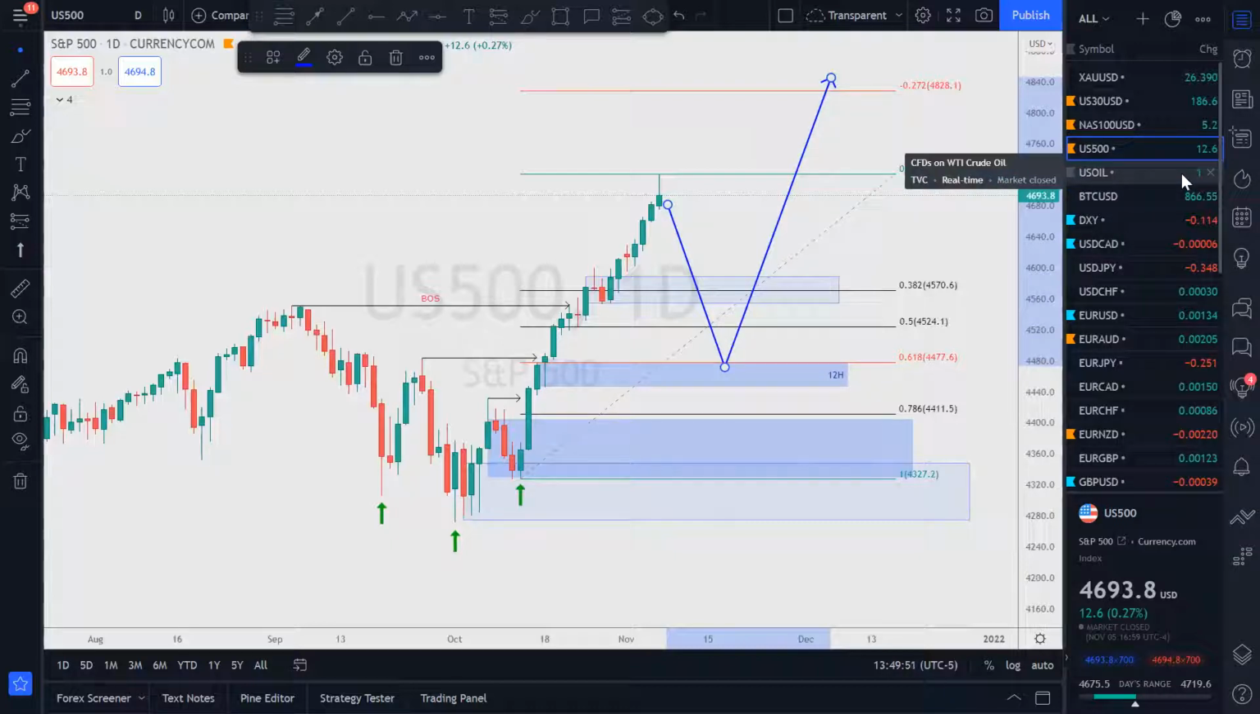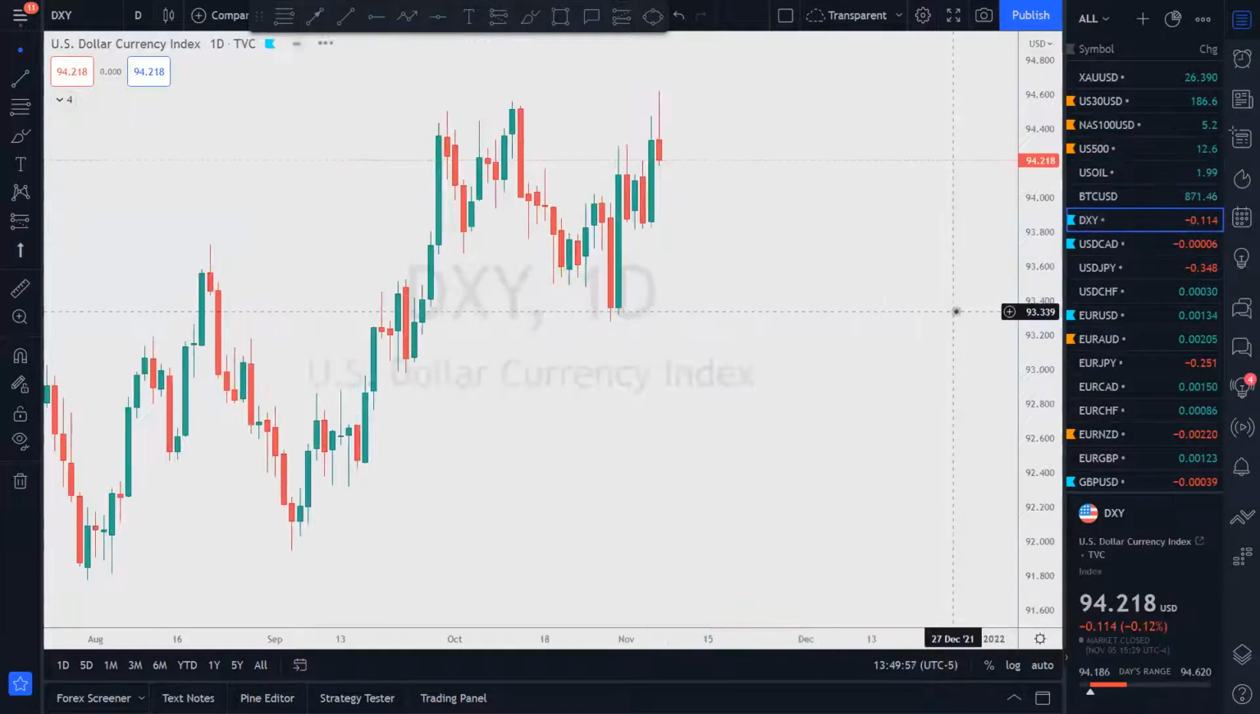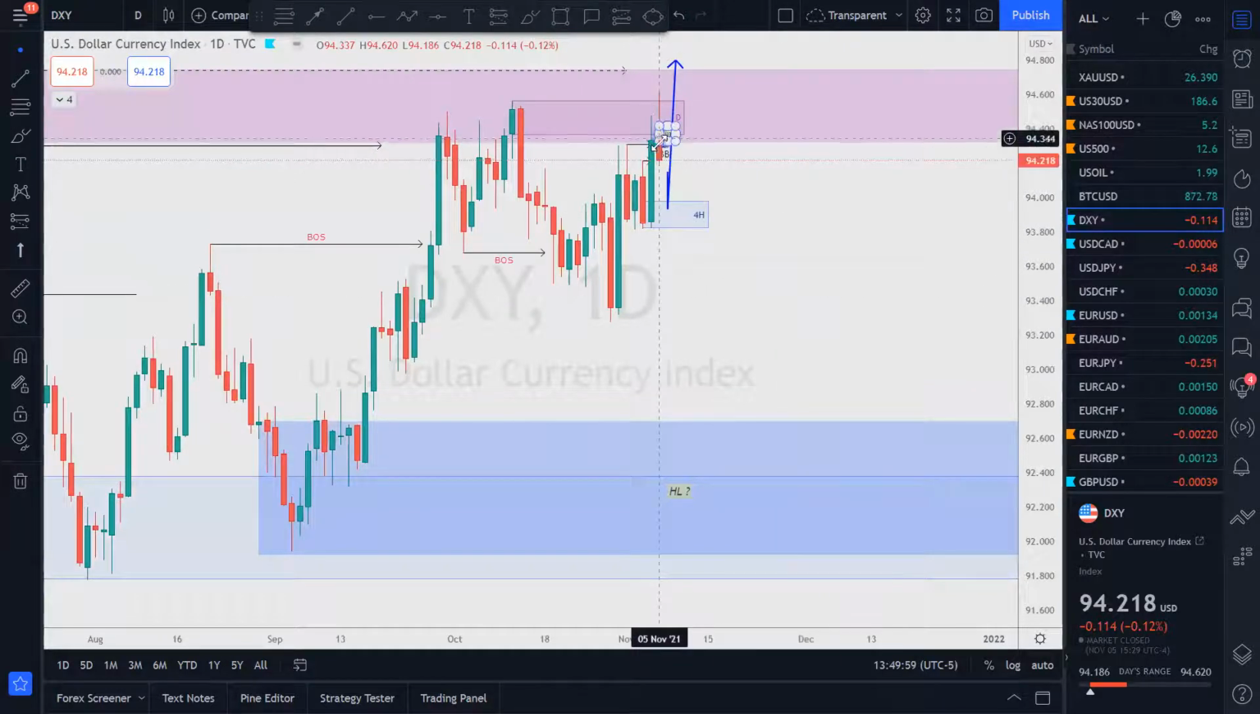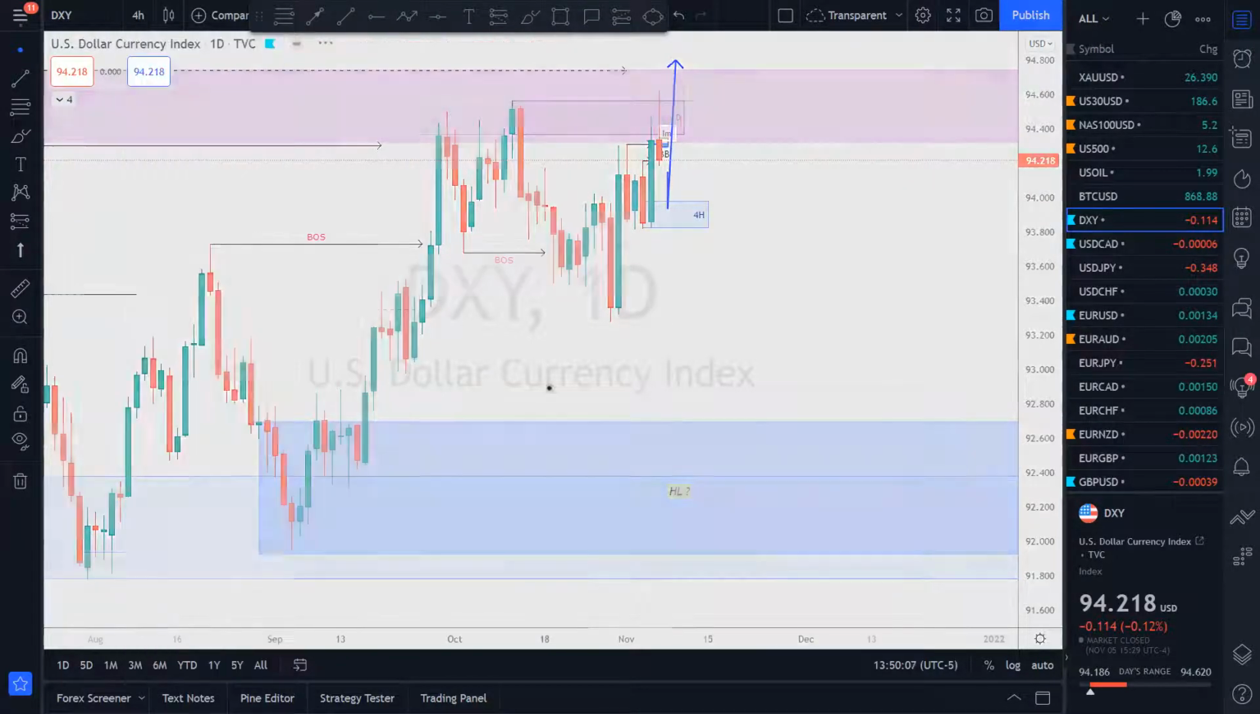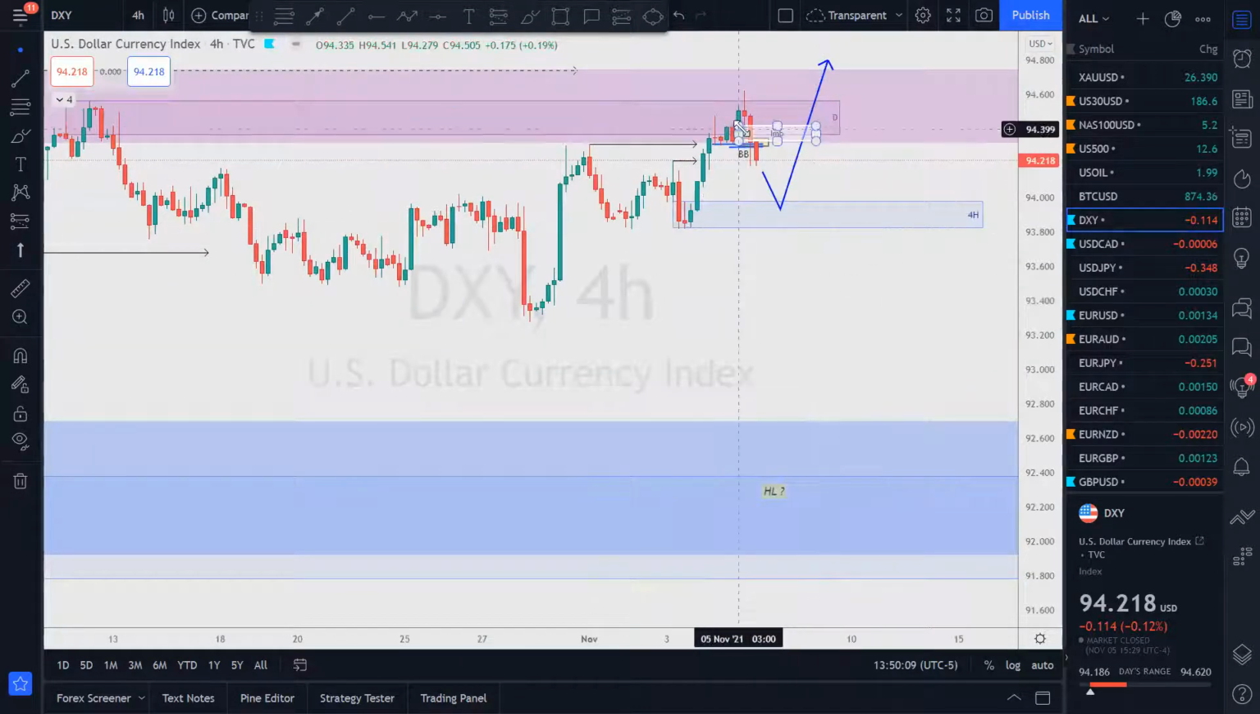This is very much dependent on the Dixie. I'm thinking it may open weak to test this base candle of this order block here. If we look on the 4 hour, price has already broken to the top here for a break of structure, and I'm looking for a return to impulse and then a continuation.